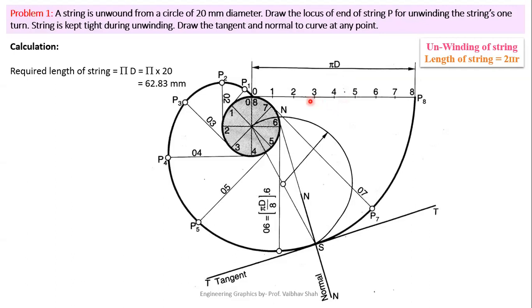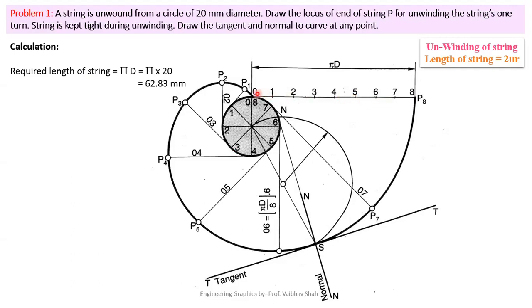Now after drawing this line, we must divide the line of pi d distance, or your circumferential distance, into the same number of equal parts in which we have divided this circle. So if we have divided this circle into 8 equal parts, then we must divide this horizontal line of pi d distance also into 8 equal parts. So let us divide this line into 8 equal parts.